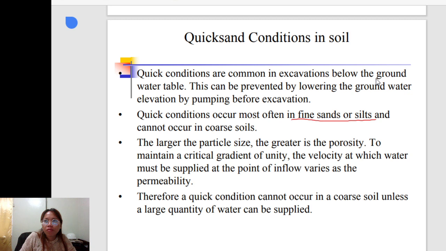So, like what you see in the movies, where a person gets sunk, that is in fine sands or silts. The larger the particle size, the greater is the porosity. To maintain a critical gradient of unity, meaning critical gradient equal to 1, the velocity at which water must be supplied at the point of inflow varies as the permeability. Therefore, a quick condition cannot occur in coarse soil unless a large quantity of water can be supplied.